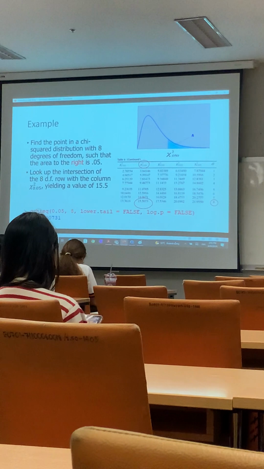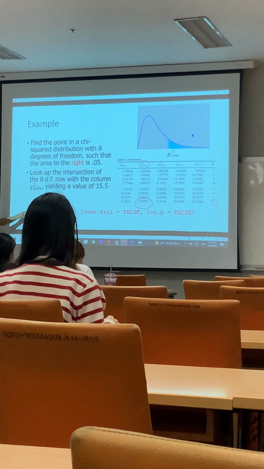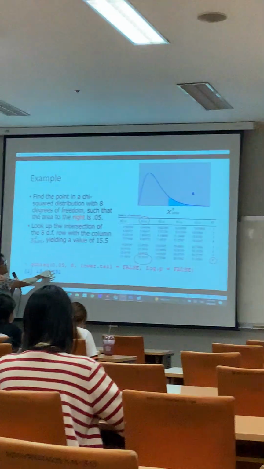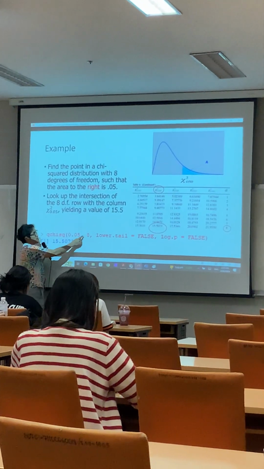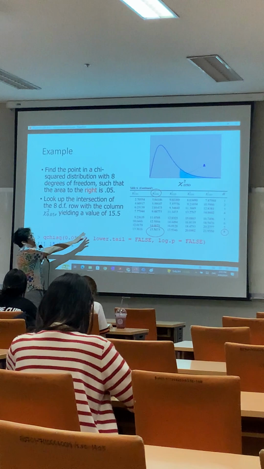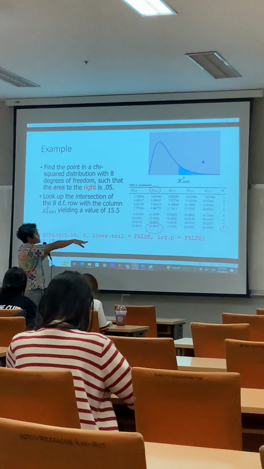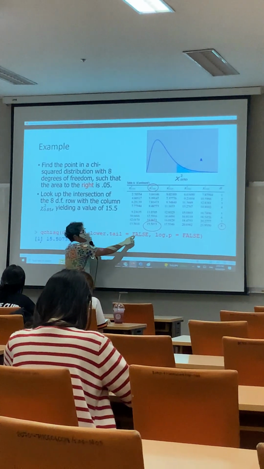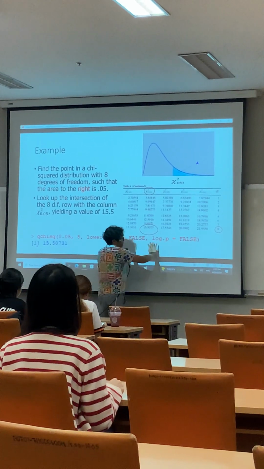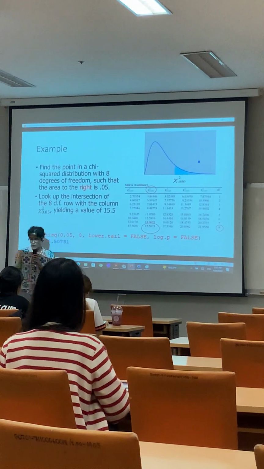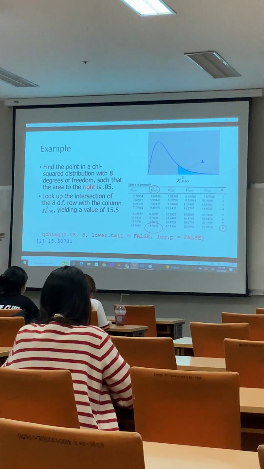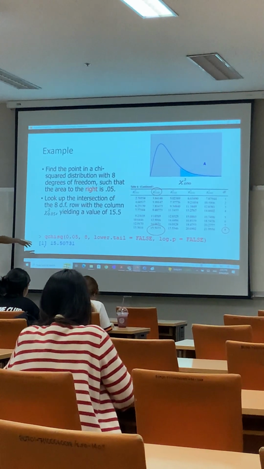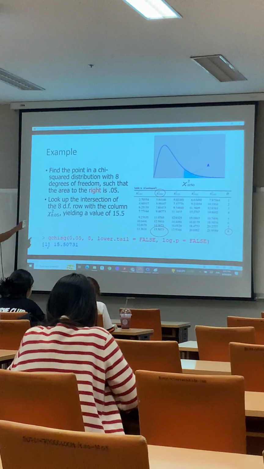And if we were to use the code for R, every time that you want a value for a given probability, you have to use the Q prefix. So this qchisq, you want 0.05, degree of freedom is 8, and you want the area in the upper tail, so the lower.tail has to be FALSE. This one you don't have to specify, that is the default. So you can see that we have the same number as in the table.